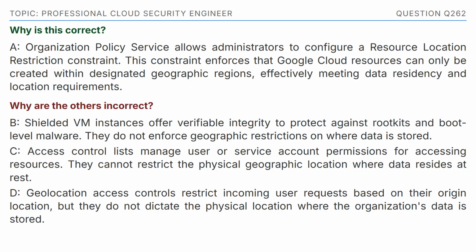Why are the others incorrect? B. Shielded VM instances offer verifiable integrity to protect against rootkits and boot-level malware. They do not enforce geographic restrictions on where data is stored. C. Access control lists manage user or service account permissions for accessing resources. They cannot restrict the physical geographic location where data resides at rest. D. Geolocation access controls restrict incoming user requests based on their origin location, but they do not dictate the physical location where the organization's data is stored.